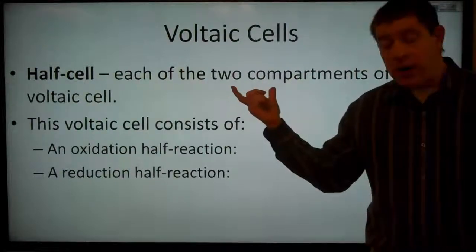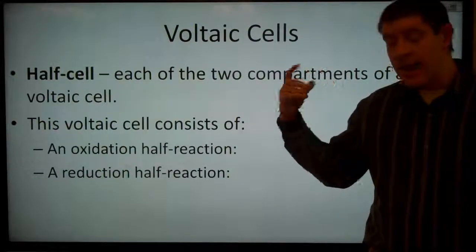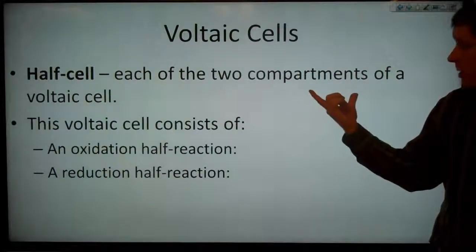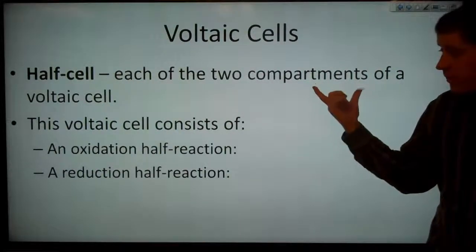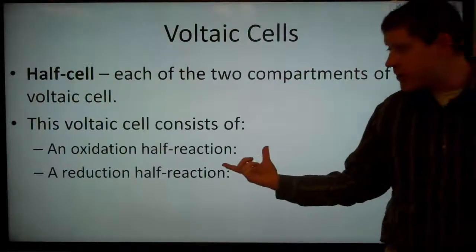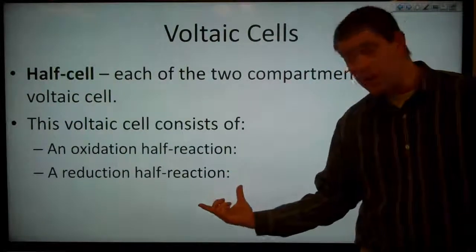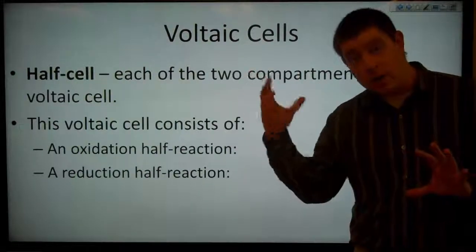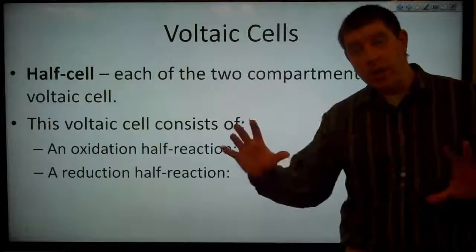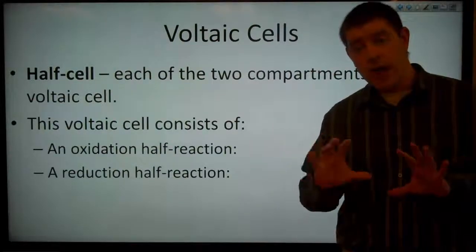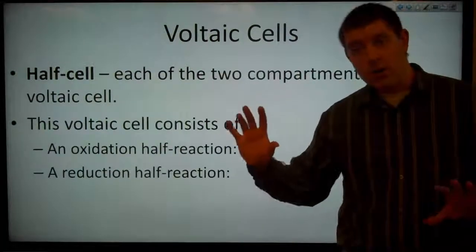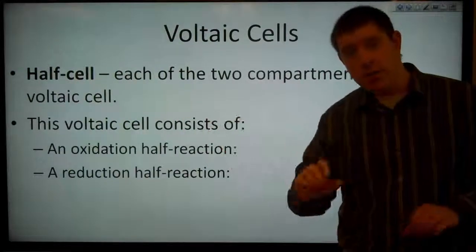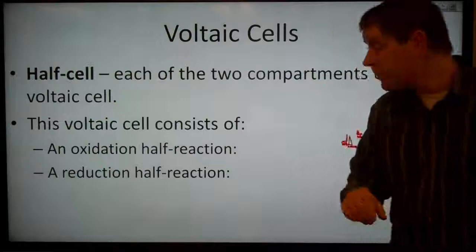So let's break this reaction down into half cells. A half cell is each of the two compartments of a voltaic cell, and a voltaic cell consists of an oxidation half reaction and a reduction half reaction. So basically we're taking the complete reaction, like the one that I showed on the last slide, and breaking it apart into two different half reactions that are each focusing on basically a single element. One involving the copper and one involving the zinc.